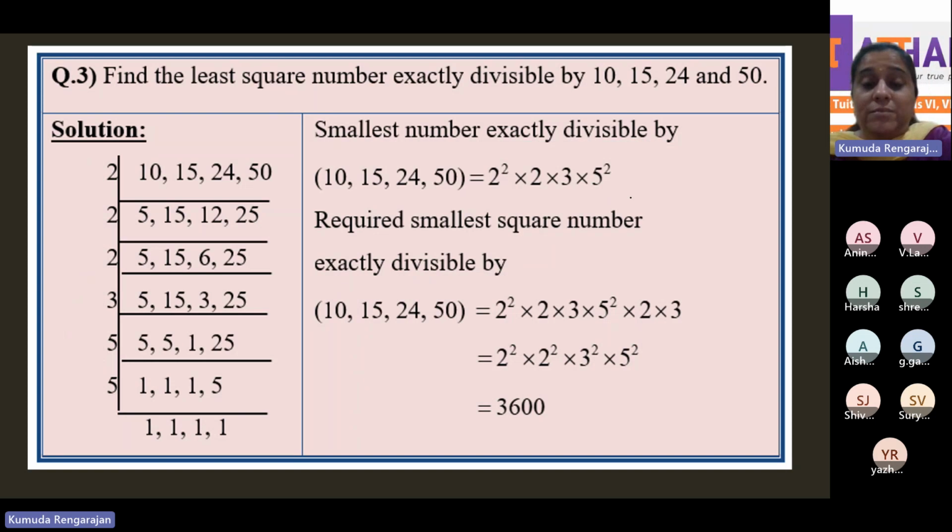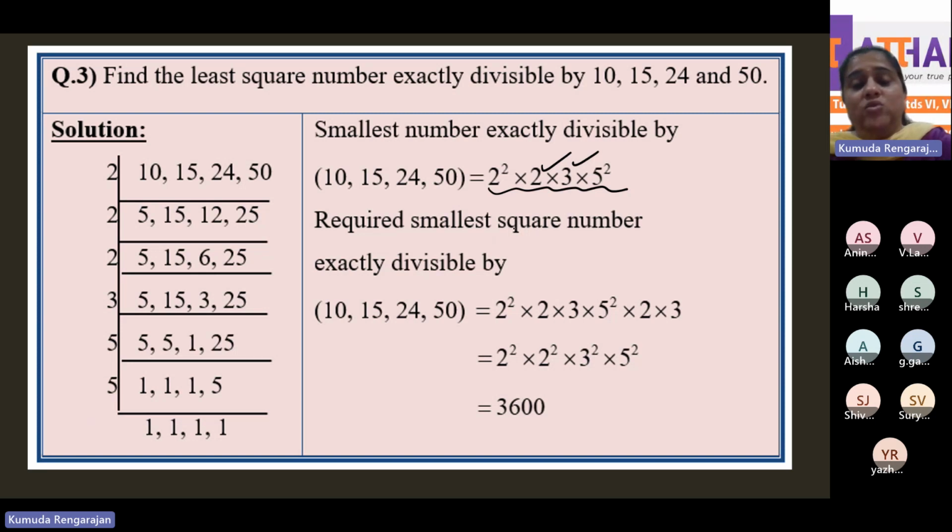Okay, so this is the smallest number, but it is not a square number. How can you say that it's not a square number? Because you can see this prime 2 does not occur in pairs. And also this prime 3 does not occur in pairs. See, this is an expression which represents a number, children. When you find the product, you will get a number. Now this expression is not a perfect square because 2 and 3 do not occur in pairs.